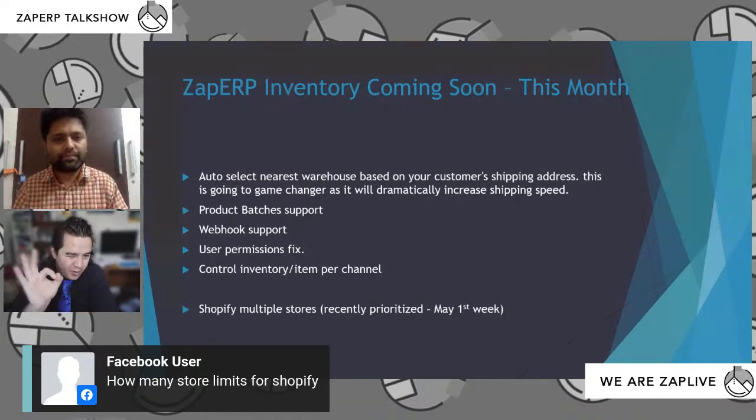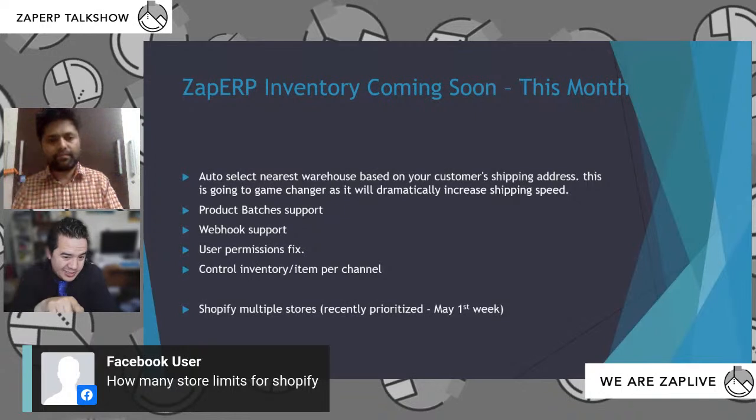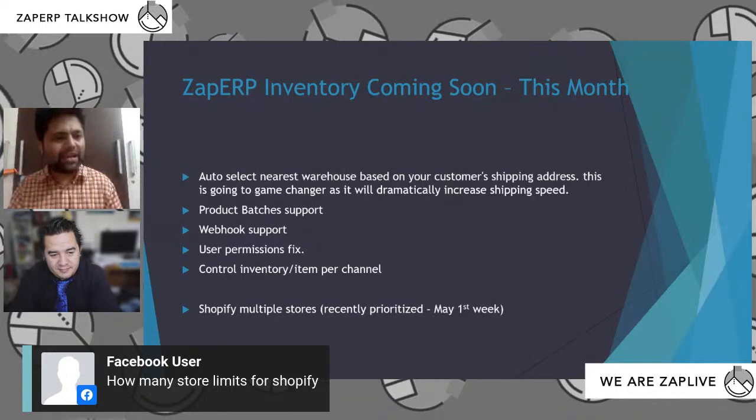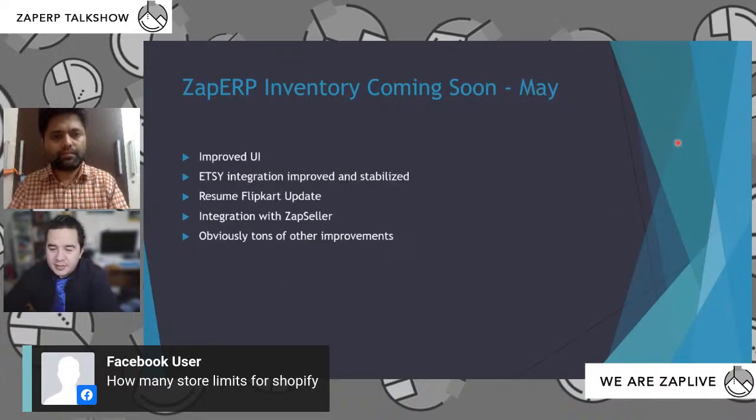Perfect. So let's focus on the last one regarding Shopify multiple stores that has been recently prioritized, because of the question we just had a few minutes ago, referring to the limits, about what the Shopify store limits are. Okay, that's a good question. Right now, the Shopify store limit is going to be 3. That is due to Shopify's own API limits. They don't want us to keep pinging their APIs. And if this changes in the future, we will definitely raise the limit. Perfect. There you go.